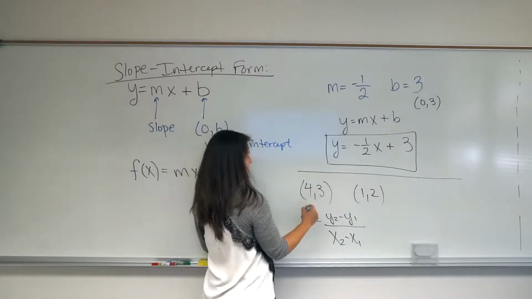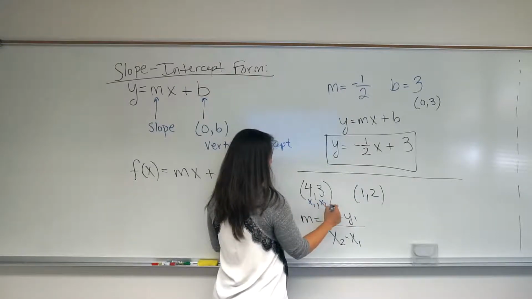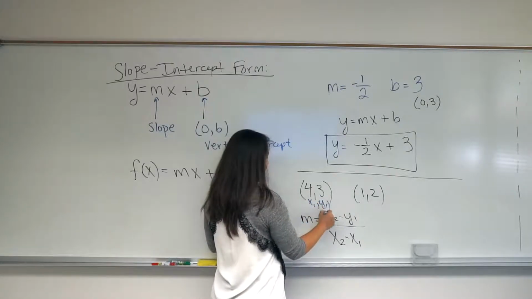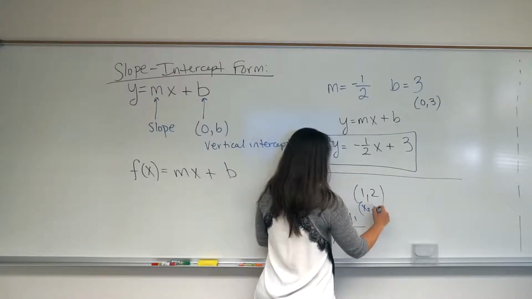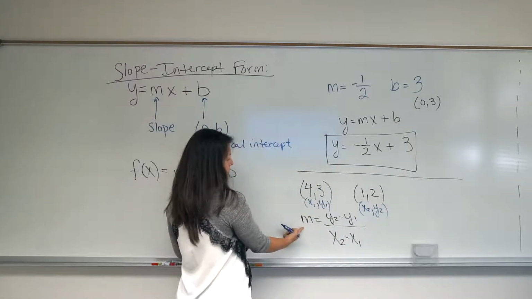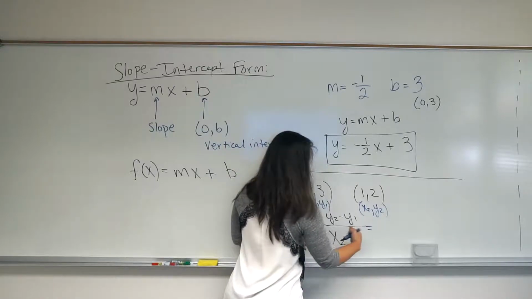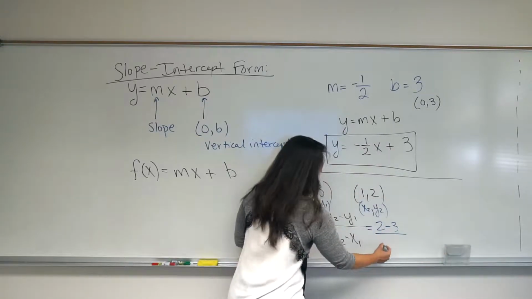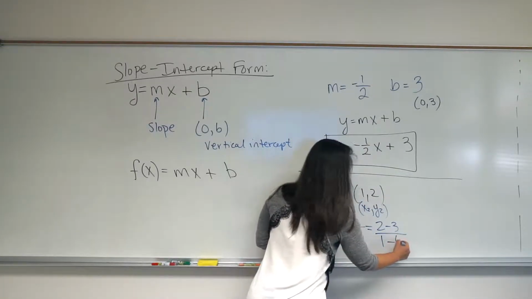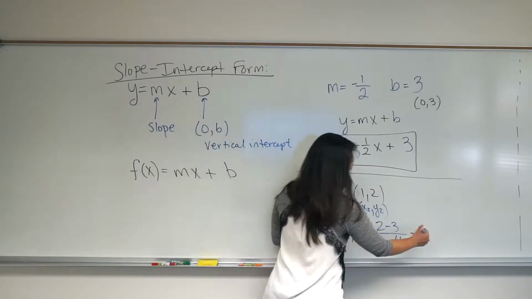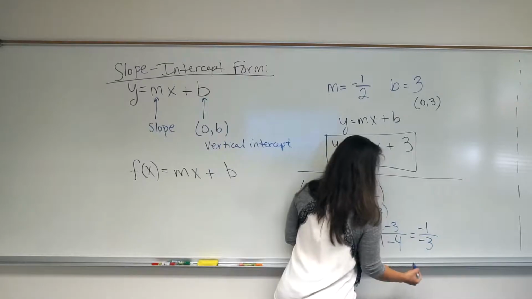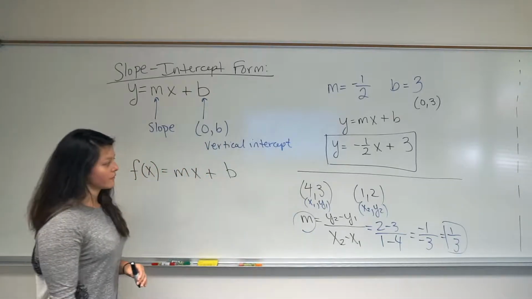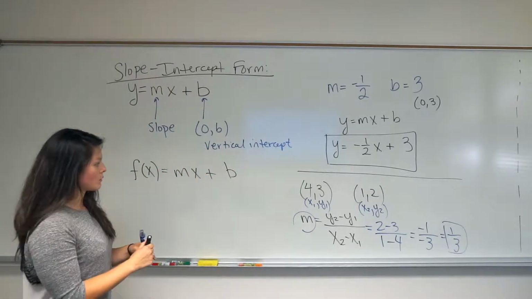Okay, so we can label these points here if we want. Let's label this one as (x1, y1), and this one (x2, y2). And let's use this formula here to find the slope. So let's plug in y2 minus y1, so 2 minus 3, and x2 minus x1, 1 minus 4. So we get -1 over -3, which simplifies to 1/3. So that is my slope, right? So we found m. So let's plug that into our slope-intercept form.